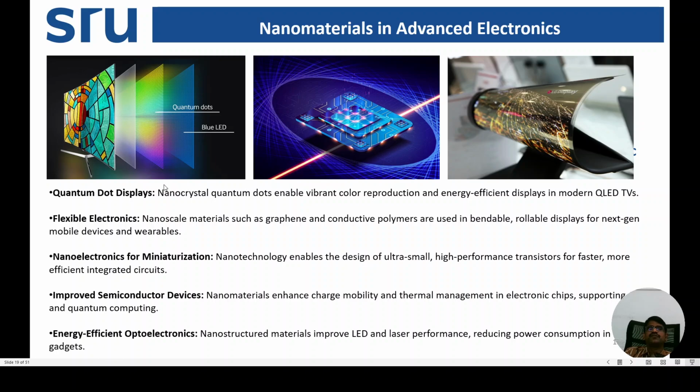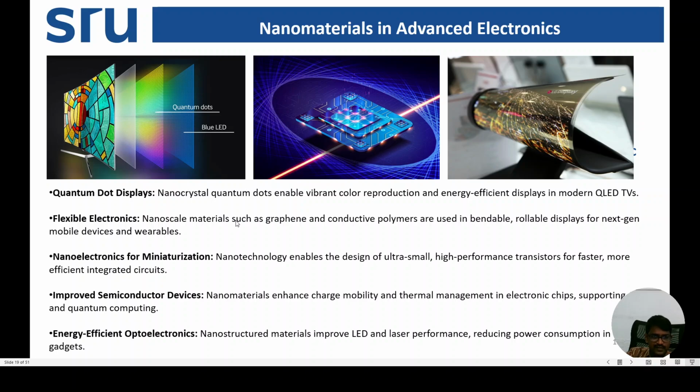Nanoscale materials, for example, if you take one-dimensional nanomaterials, so usually there are 3 to 4 different types of nanomaterials: zero-dimensional nanomaterials, okay, one-dimensional, two-dimensional, three-dimensional nanomaterials. So every nanomaterial has its own advantages, different applications, okay. So for example, if you take flexible electronics, we use graphene and conducting polymers, so they provide high electrical conductivity, okay.